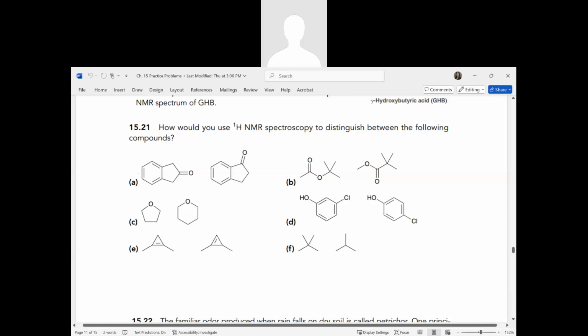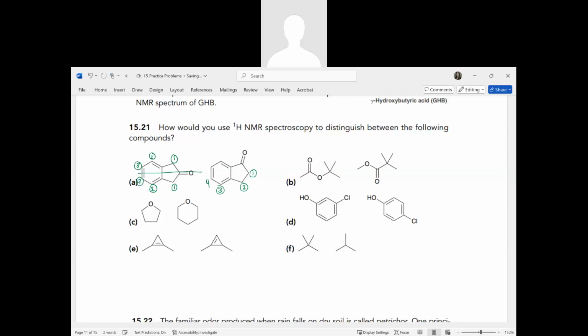The first compound will exhibit symmetry, so we should only see one signal here for these two protons, a second signal here for these two, and then a third signal here for these two. So a total of 3 signals, whereas compound 2 does not have that symmetry, so we would actually see 1, 2, 3, 4, 5, 6 signals for this compound. So that's how we could differentiate between these two. They have a different number of signals.